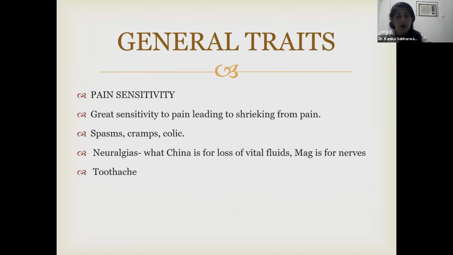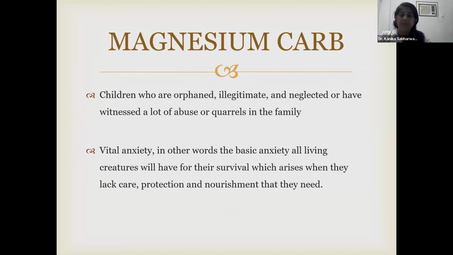Magnesium group, marked sensitivity to pain. You all know Mag carb is given for wisdom tooth pain, also a lot of neuralgias. In fact, if you read Materia Medica, it says what China is to loss of vital fluid, Mag is for nerves. So Mag phos, everybody knows, dysmenorrhea, colicky pains, various examples.